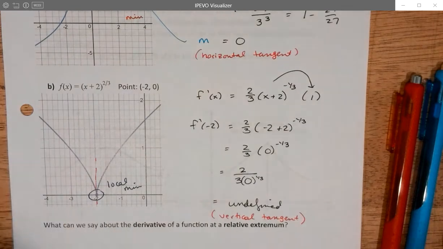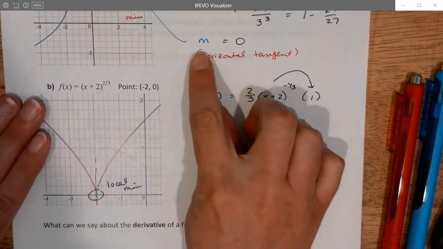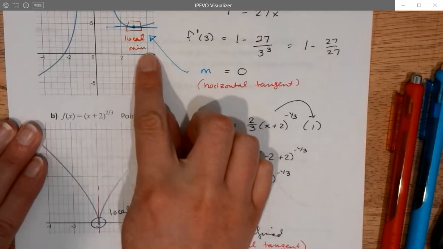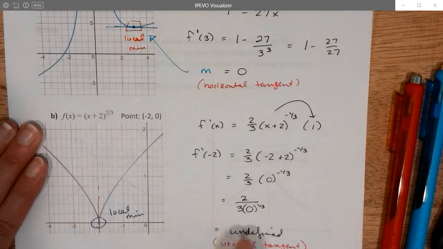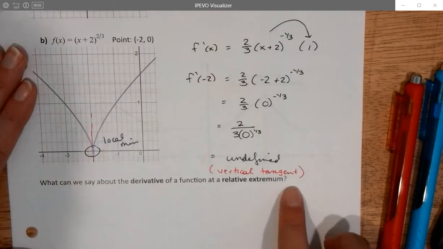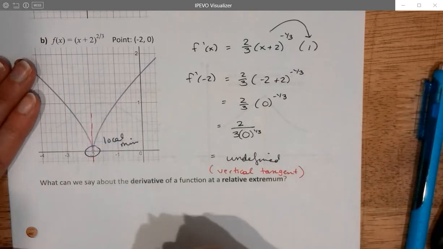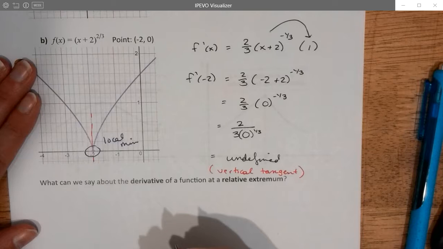Okay. In the previous chapters, we were focusing on identifying where derivatives were equal to 0 to identify extrema. But we don't want to lose that we could also have the undefined, the vertical tangent. We could also have an extrema. So what can we say about the derivative of a function at a relative extrema? It looks like we have two possibilities. The derivative may be equal to 0 at the extrema, or the derivative may fail to exist.